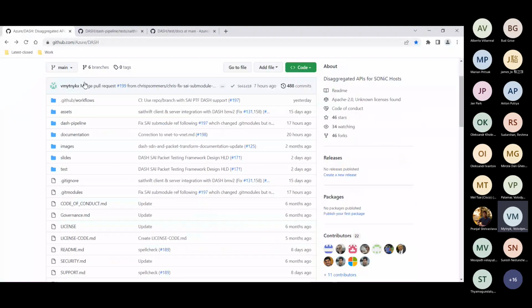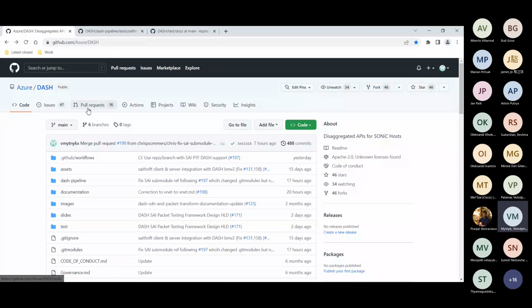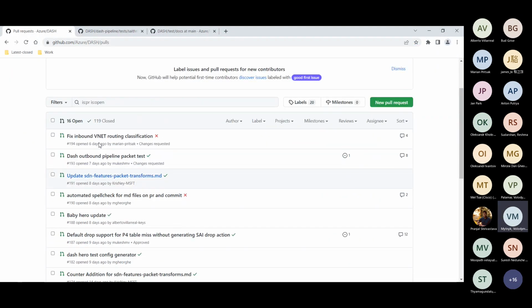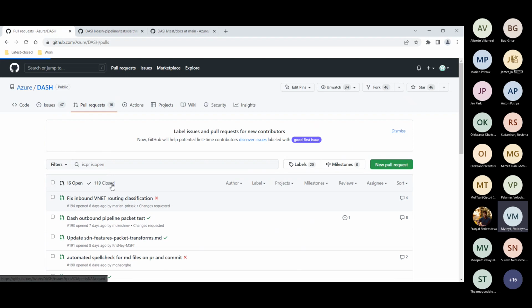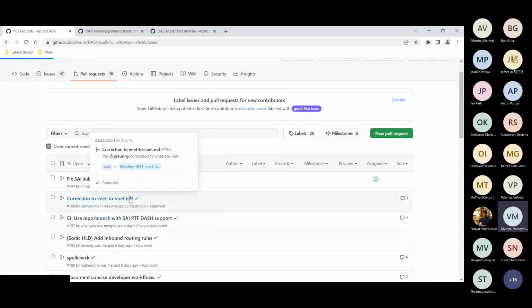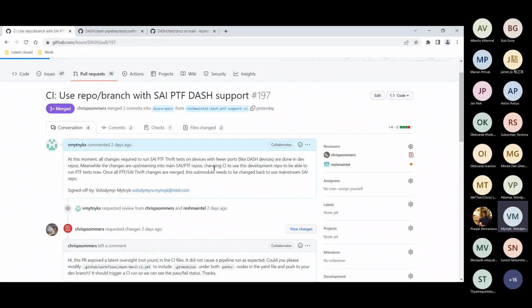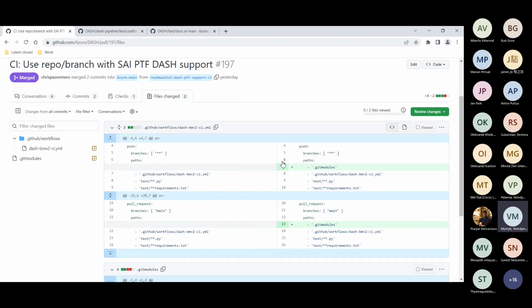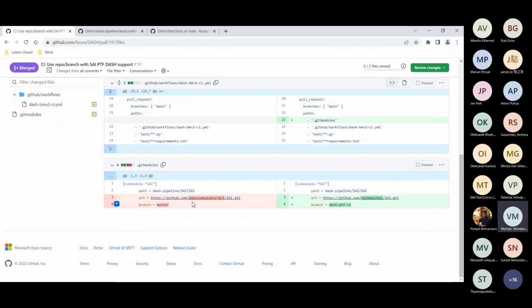Okay, so I want to show one of the pull requests that has been closed recently. Yeah, so this one. What we did here is we changed CI, and we talked with Chris about the change.